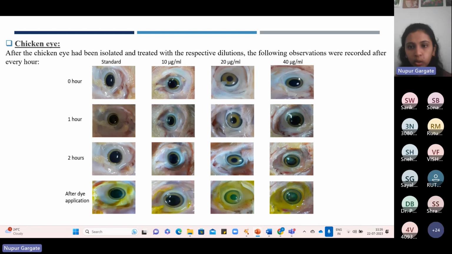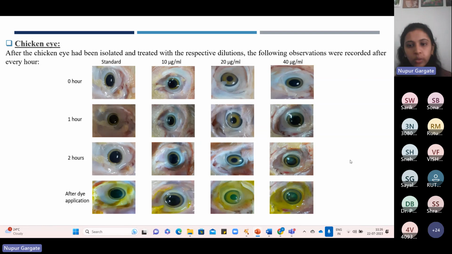And in the 40 microgram per ml as well, we can see in this particular image at 2 hours, there is a white film which has formed on the eye, and this is a characteristic sign of damage, which shows that the 40 microgram per ml concentration is toxic to the eye.